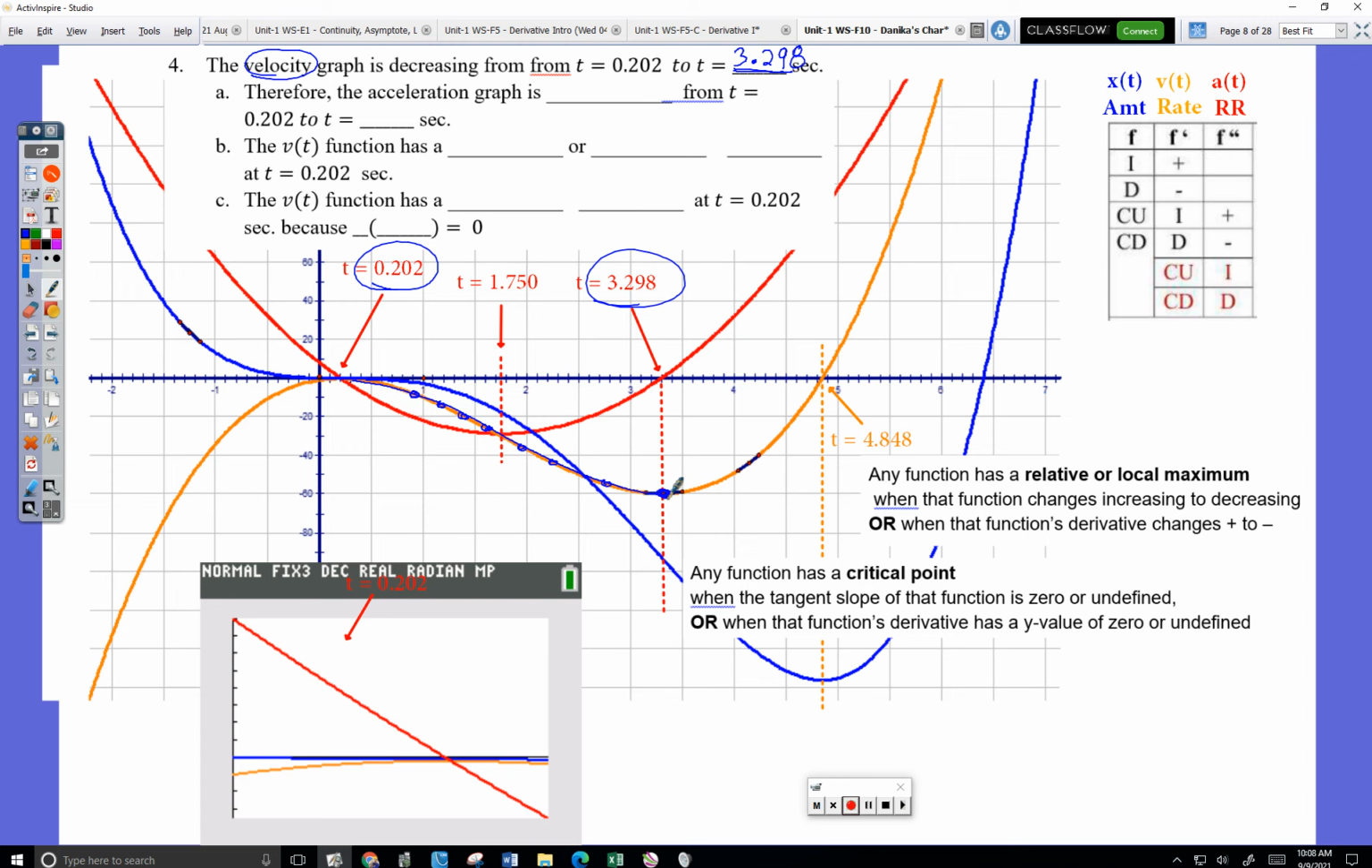Therefore, it's Danica's chart again. If my velocity graph is decreasing over some time period, then the acceleration graph must be, say it out loud, what is it? Negative for that same time period.